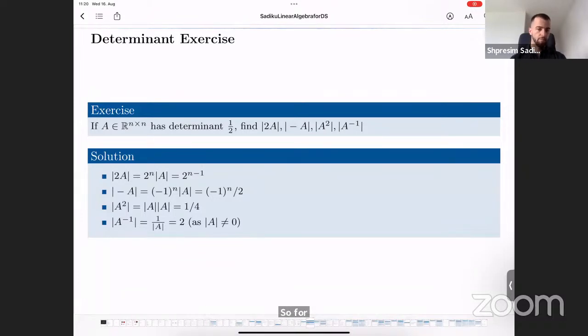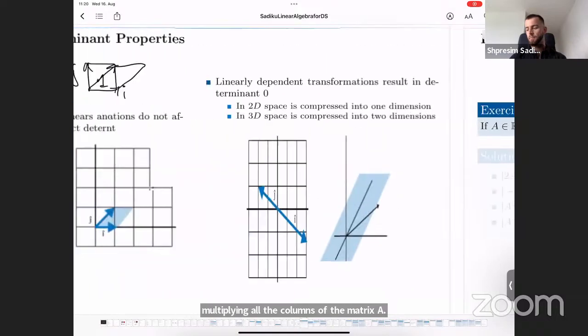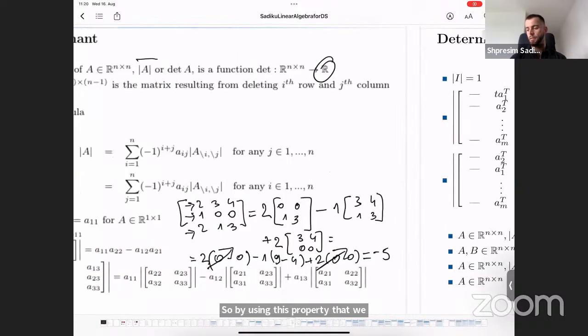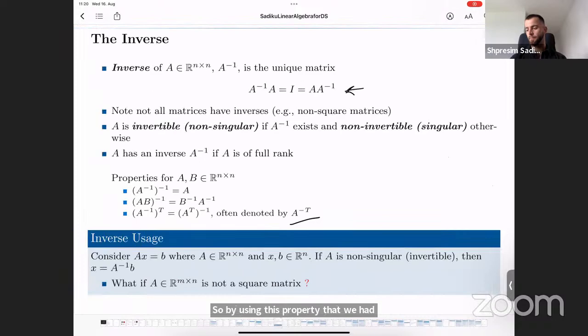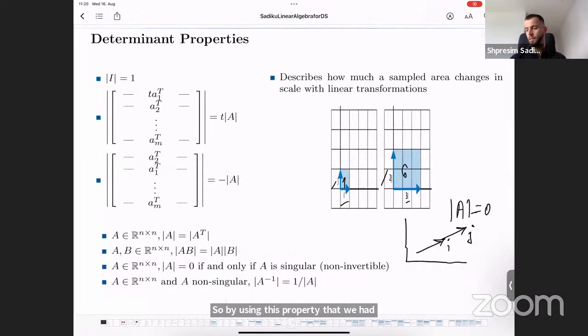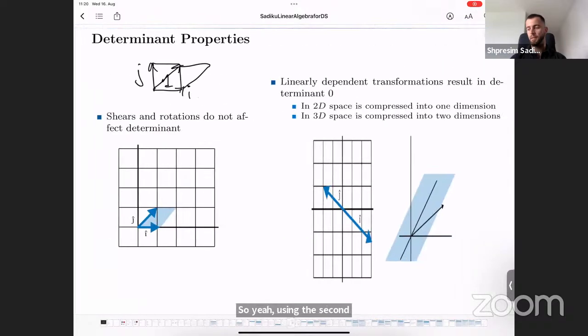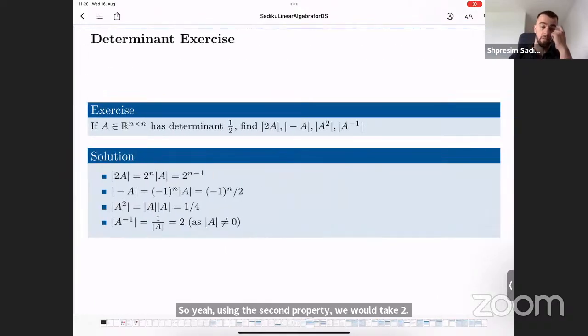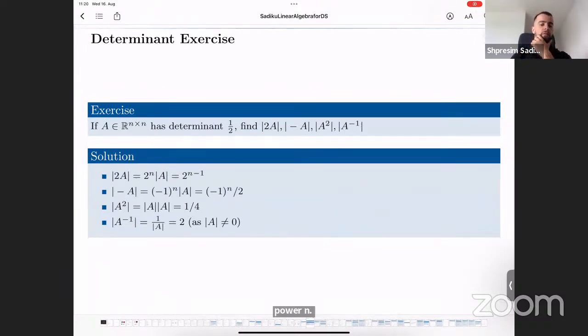So for the first one, we just use the definition of the determinant, and this 2 is actually multiplying all the columns of the matrix A. So by using this second property, we would take the 2 n times. Multiplying it n times would give us 2 to the power n. And then the determinant of A is 1/2. So this is simply 2 to the power n minus 1.